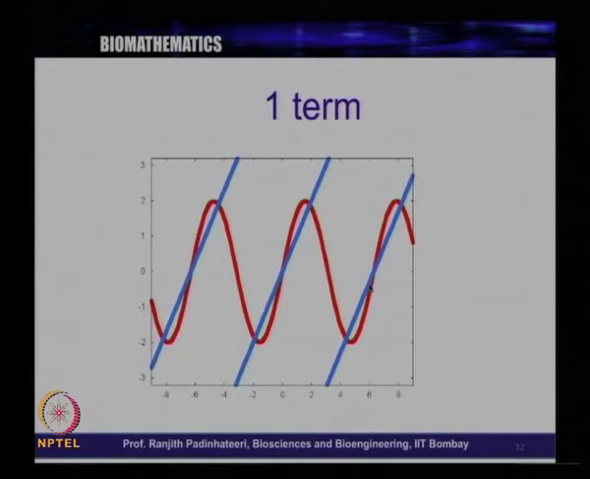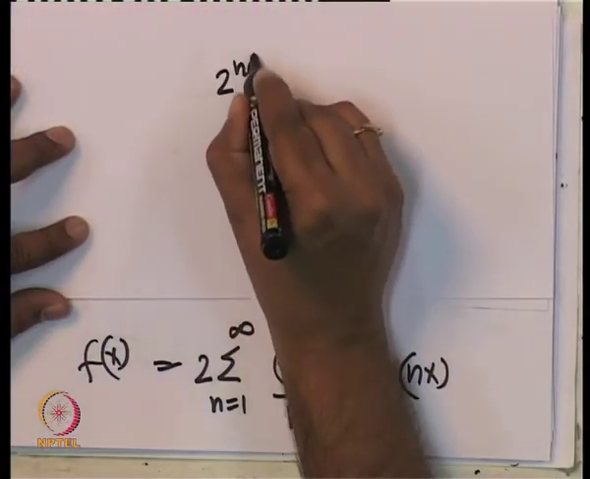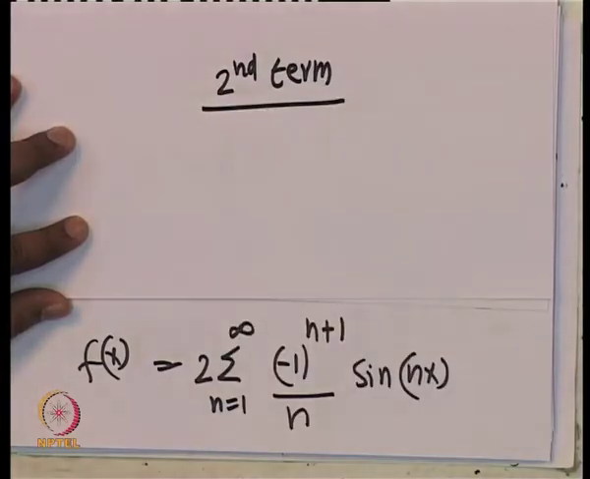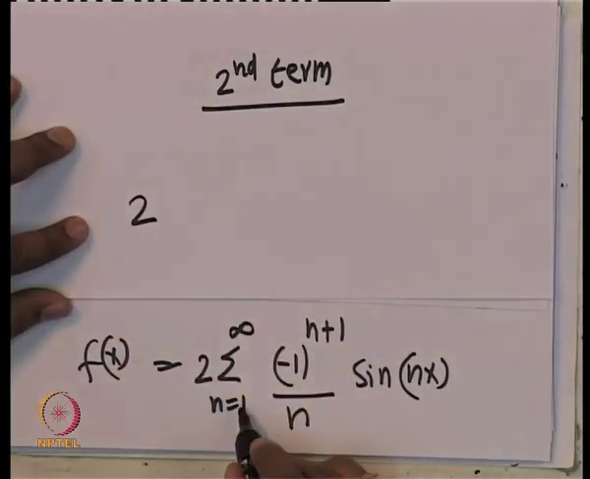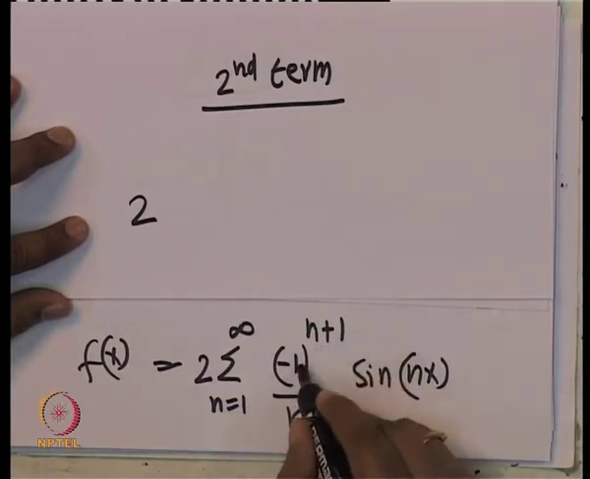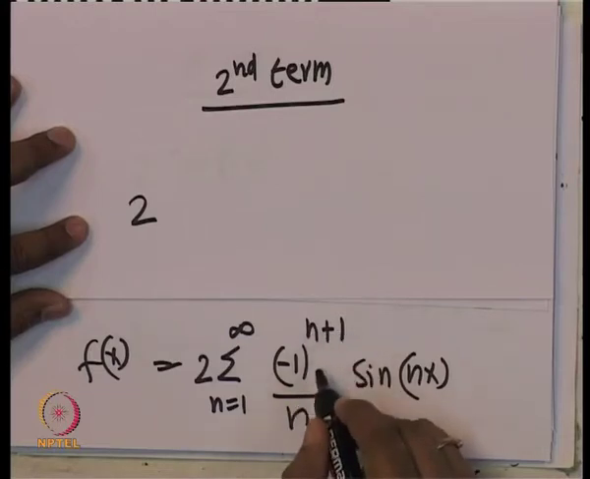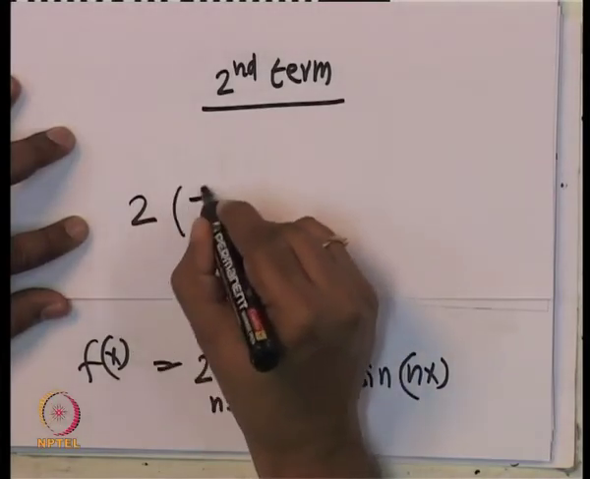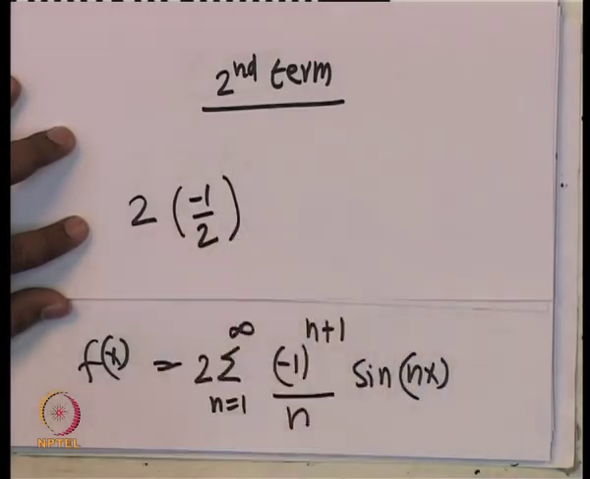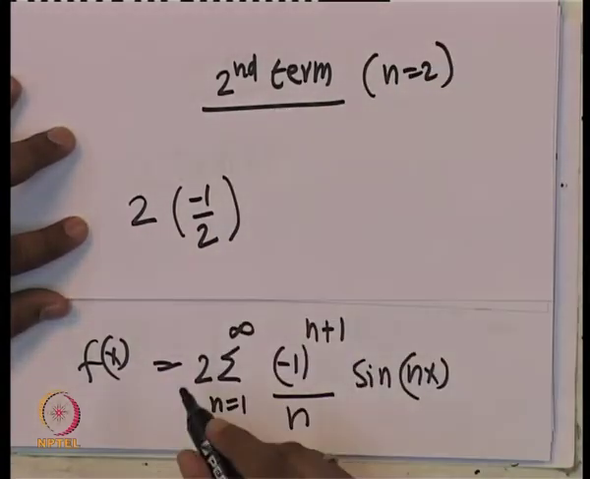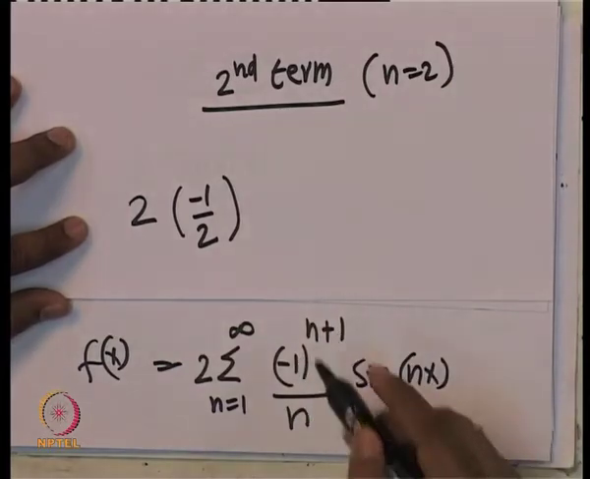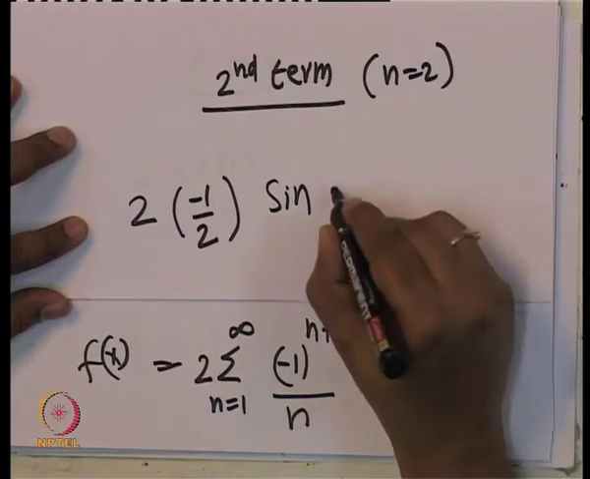Now, let us take the second term. So, what is the second term? Second term is n equal to 2. So, look here, what is the second term? 2 into minus 1 power n plus 1, n is 2, so 2 plus 1 is 3. Minus 1 power 3 is minus 1. So, this is minus 1 by n, and n is 2. So, the second term is, for n equal to 2, you get minus 1 by 2 into sin 2x.